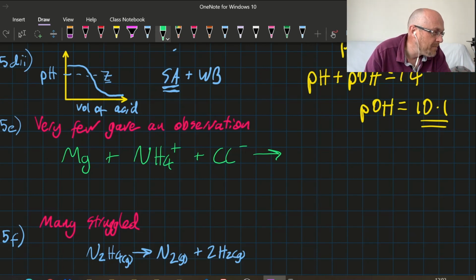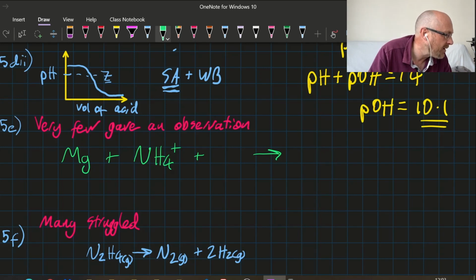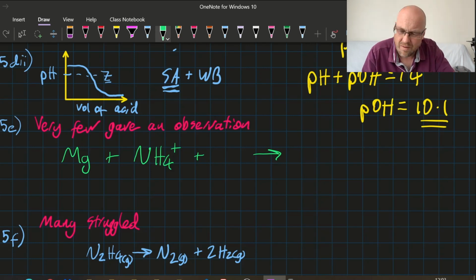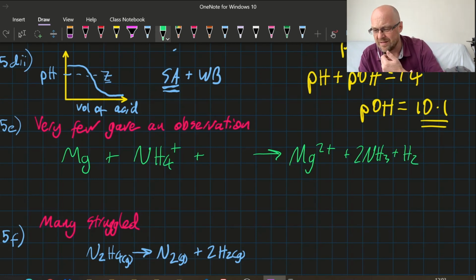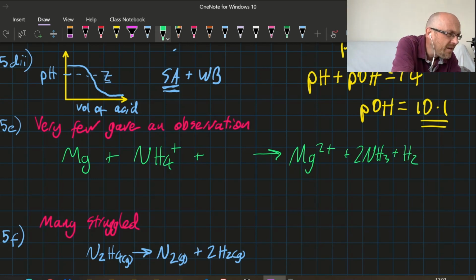The equation, the chloride doesn't do anything. The equation, do you have to give the equation? You do. I mean, I don't know what I'm missing here. Magnesium 2 plus, 2 ammonia plus H2. I have no idea where that comes from. Do not accept this, that, and the other. The equation must be ionic.